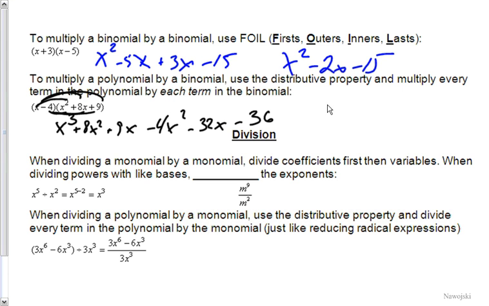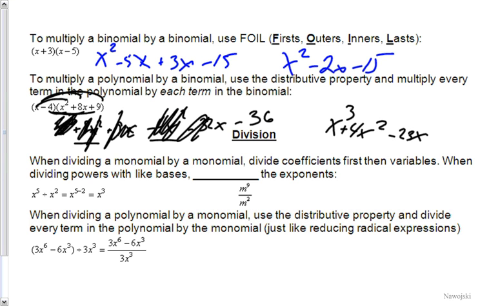CLT, I will say, also known as combine like terms. You get x cubed, because that's that there. These two combine to give you plus 4x squared. So I took care of those. 9x and negative 32x is going to be negative 23x. And I'm left with just negative 36. Okay, and we're all set there.